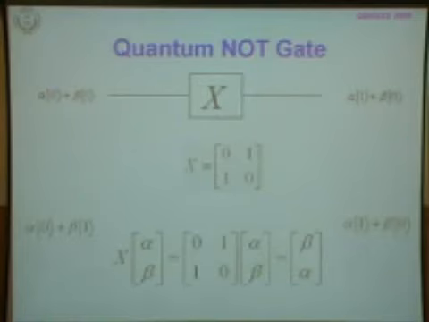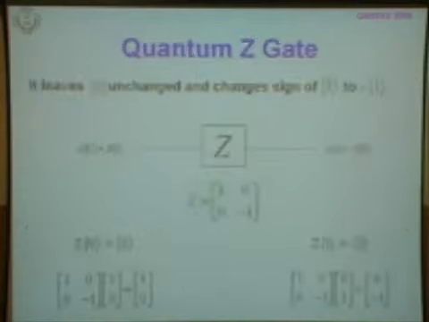Then we have a quantum NOT gate. A classical NOT gate just flips it, 0 to a 1, 1 to a 0. A quantum NOT gate converts alpha ket 0 plus beta ket 1 to alpha ket 1 plus beta ket 0. This is the matrix representation of the quantum NOT gate. If you multiply the input with the matrix representation, it works. Then quantum Z gate, it leaves ket 0 unchanged and changes the sign of ket 1 to minus 1. Again, the matrix representation.